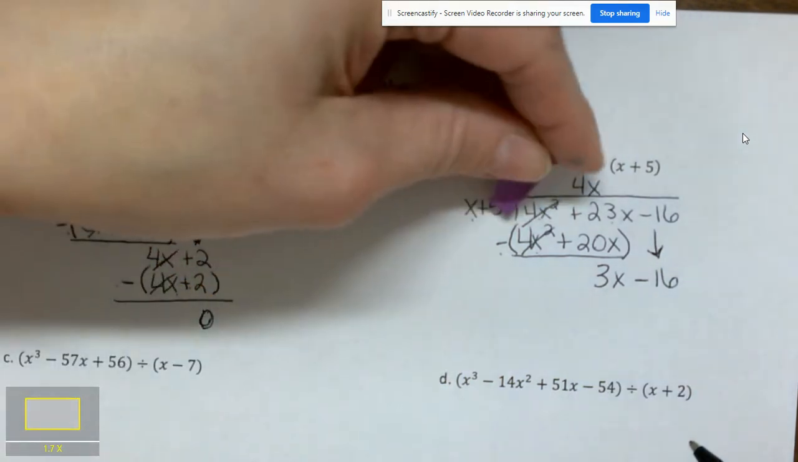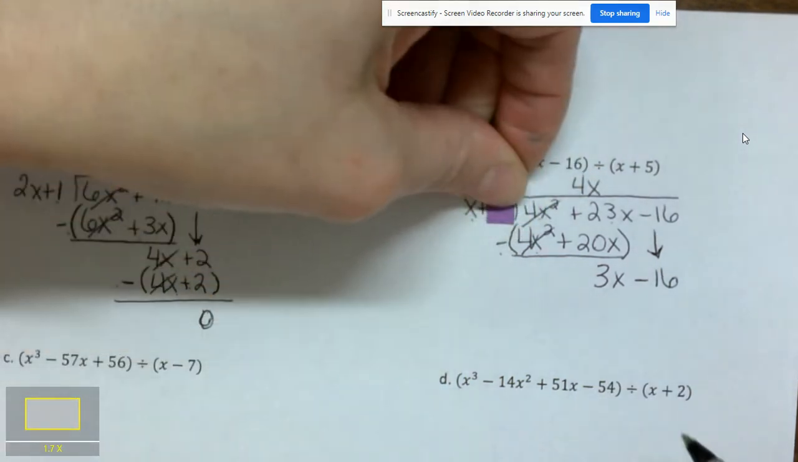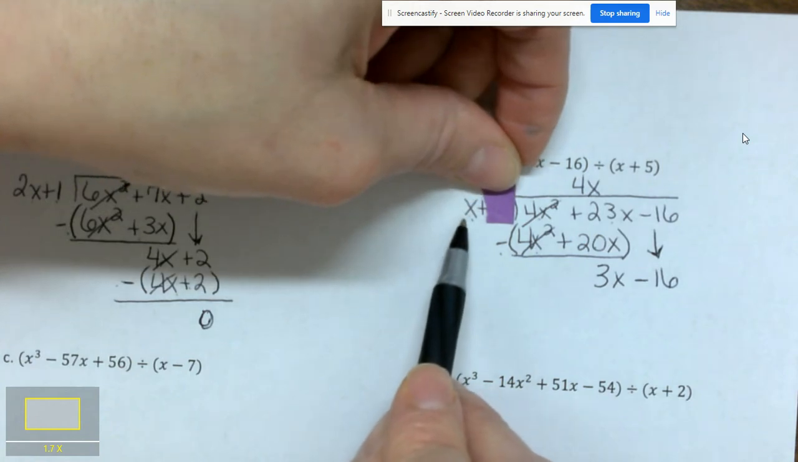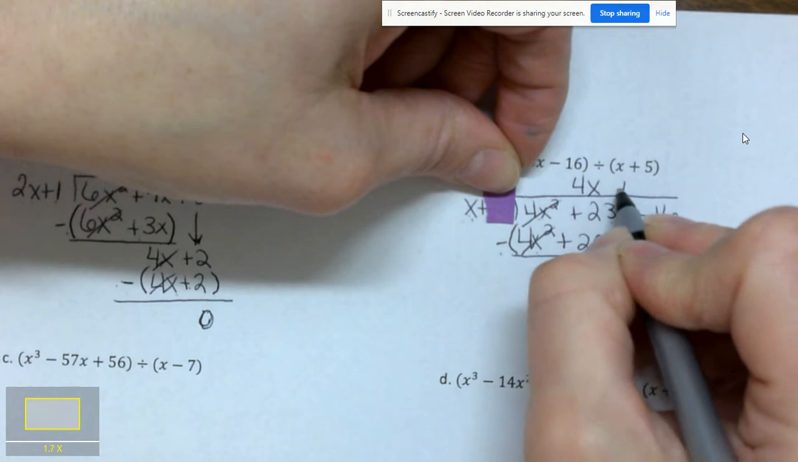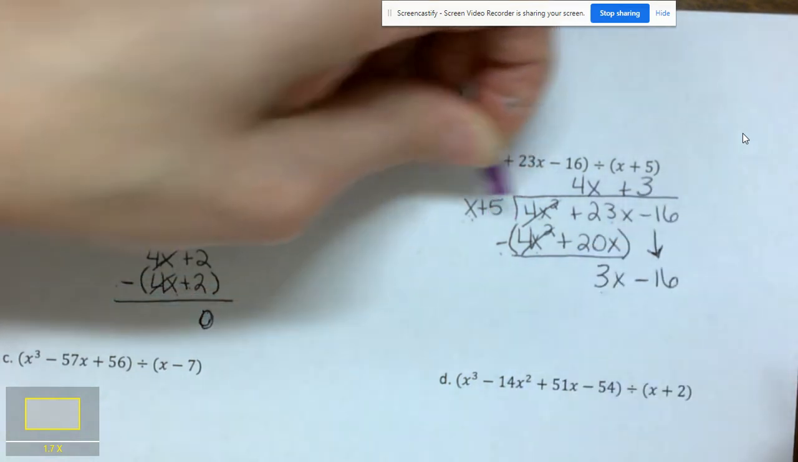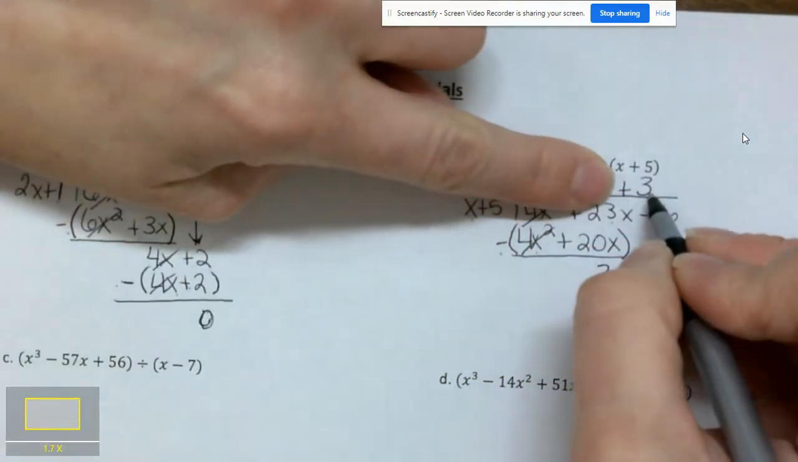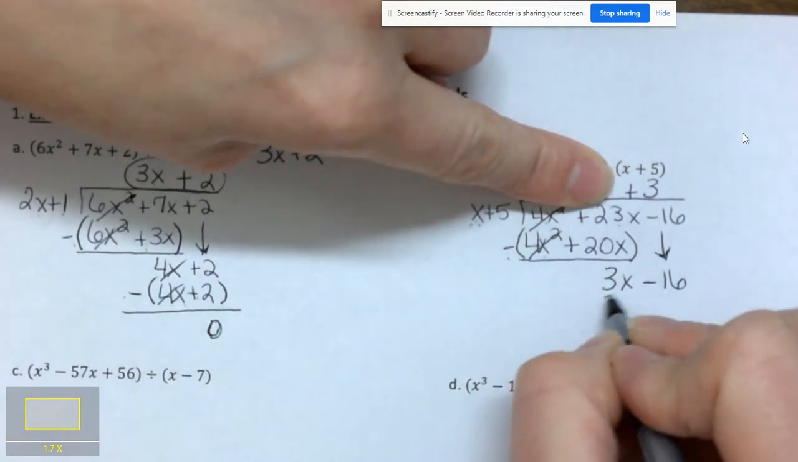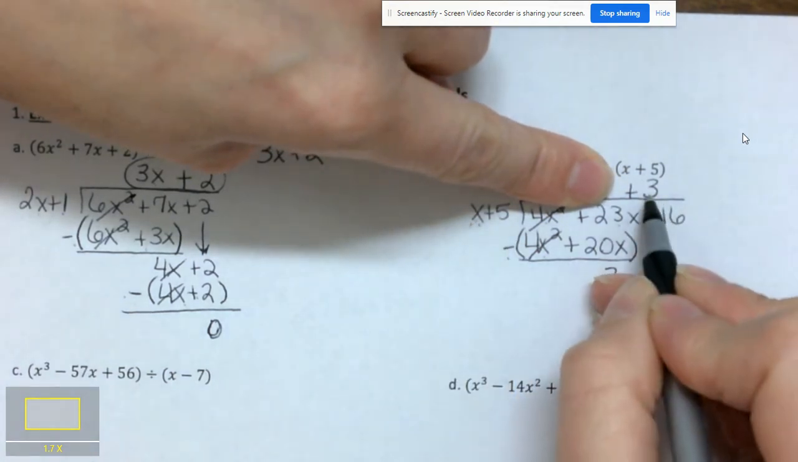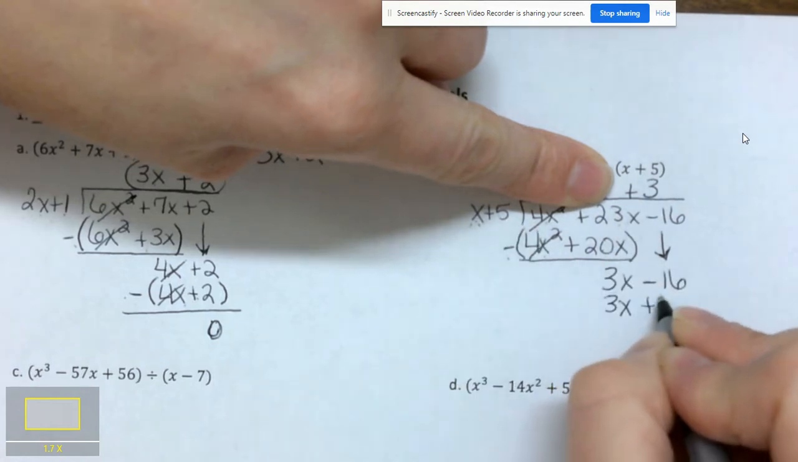Okay, I'm going to cover up that plus 5 again. Okay, what do we multiply x by to get 3x? Well, that's a positive 3. So I'm going to put plus 3 up there. Now I'm looking at this 3. 3 times x is 3x. And 3 times 5 is a 15.